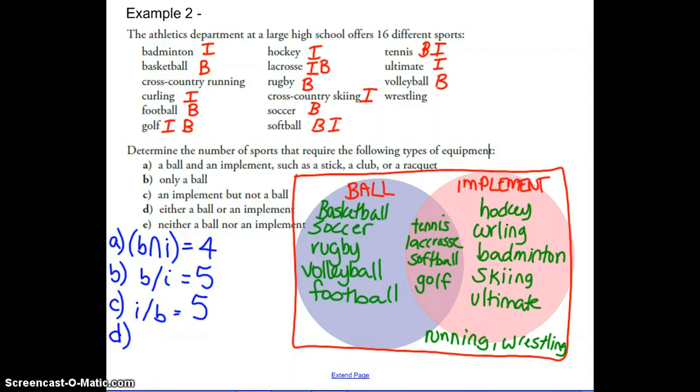Either a ball or an implement. So this is B union I. Could be either one. There should be 1, 2, 3, 4, 5, 6, 7, 8, 9, 10, 11, 12, 13, 14. And E, neither a ball or an implement. So we'd have to write this as the complement. So we put our little prime there to show that that's the complement. And there's 2 that are in the neither section.